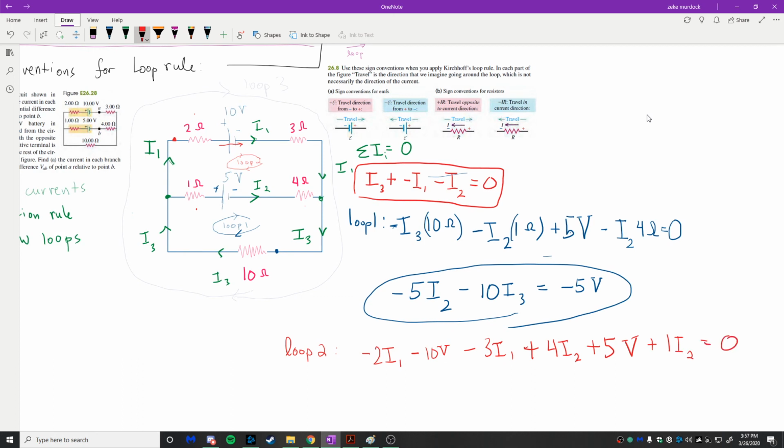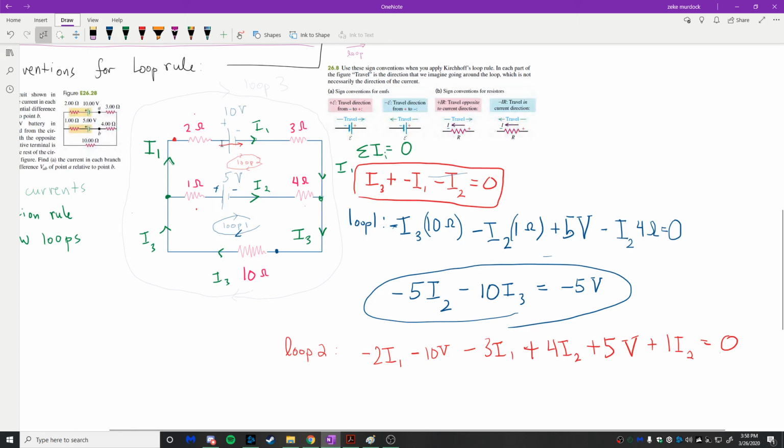And I'll just pause for a second. Do any of those terms make sense to you guys? I'll use the mouse because on YouTube it doesn't pick up the pointer. So we started from this point. We said going in the same direction as the current through this, we get negative 2I1. It's a voltage drop. Going from here to here, we're going from the plus to the minus. When we go from plus to minus, like this one, you get negative 10.